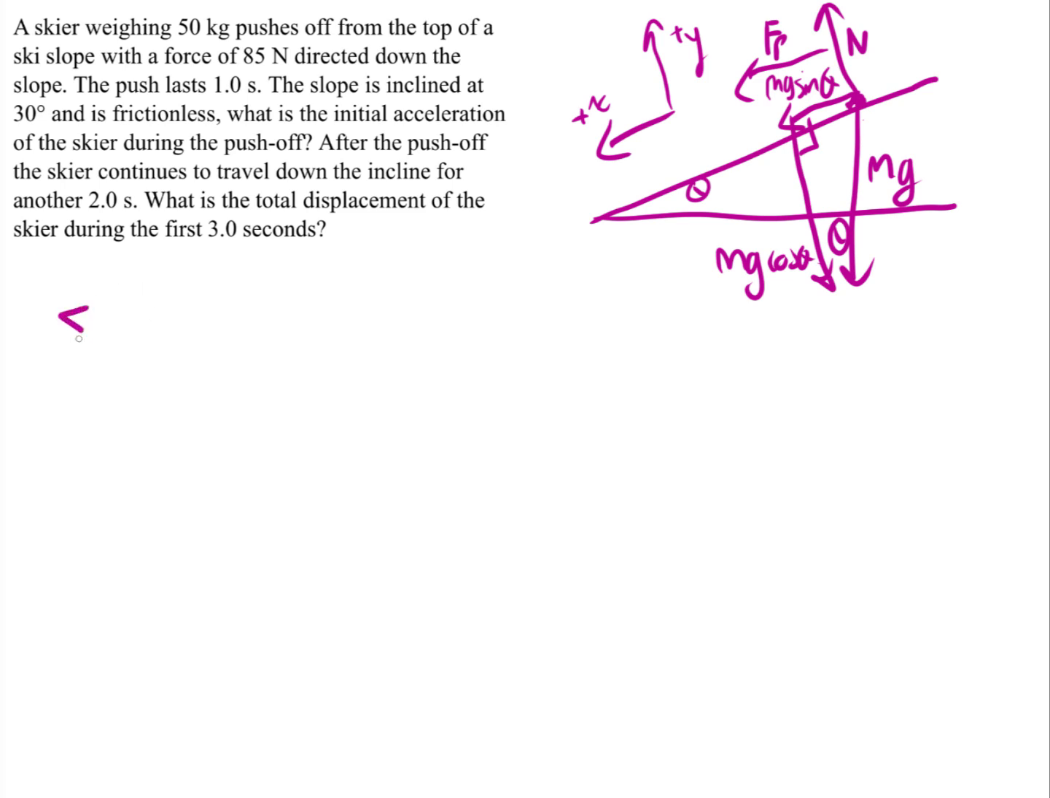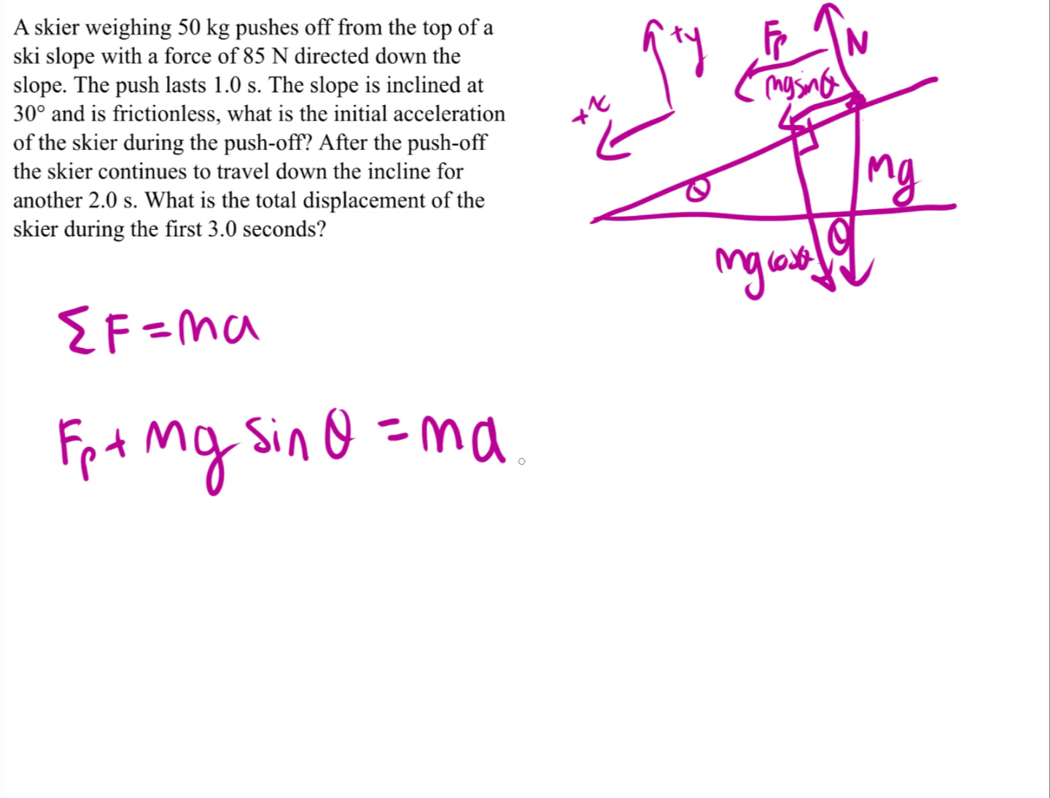So from Newton's second law, we know that the net force, or the summation of all of the forces, is equal to the mass times acceleration. So let's find the acceleration in the x direction, and that is the initial acceleration of the skier. So in the x direction, we have the force of the push as well as the force of gravity, or mg sine theta. And that is equal to the mass times the acceleration. And I'm going to put a little p subscript because this is during the push. So now we just need to solve for a.